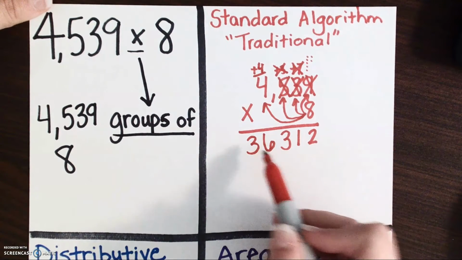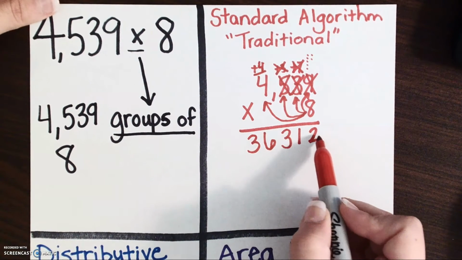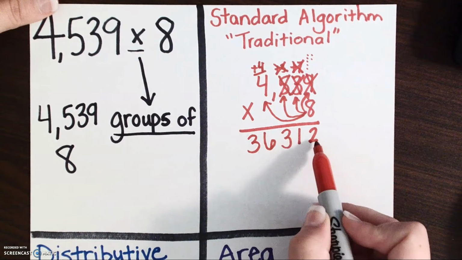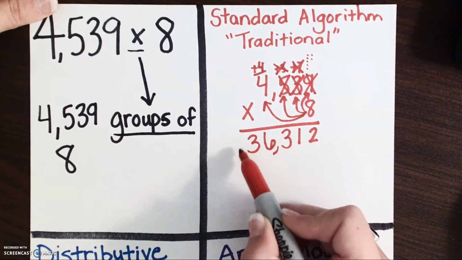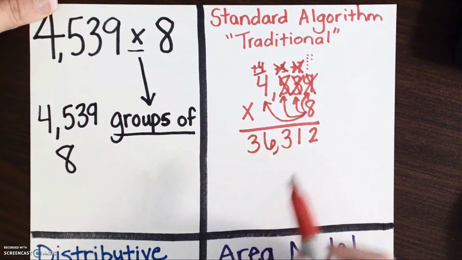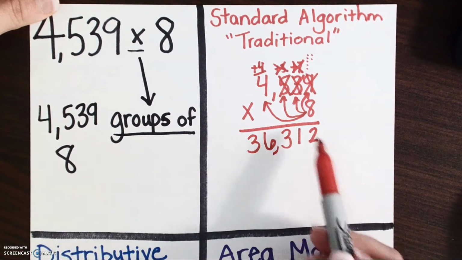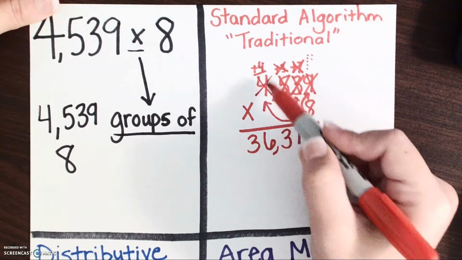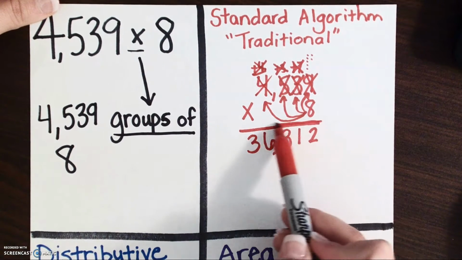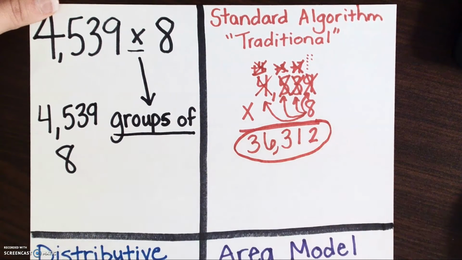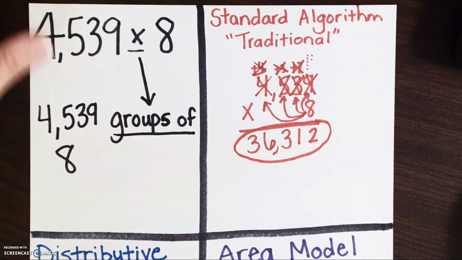Don't forget your comma. We always put a comma after you count over 3 digits. So 1, 2, 3, comma. 1, 2, but there's no numbers, so we're done. We only need that 1 comma there. So my answer, and if you want to, you can mark this thousands place out to let you know you've already done it. My answer is 36,312. That is the traditional way of multiplying, or you might hear it called the standard algorithm.